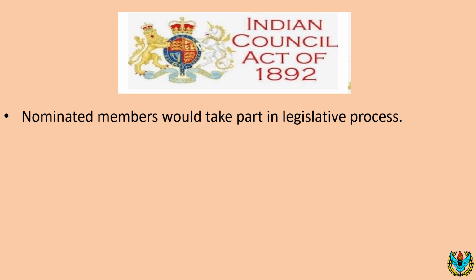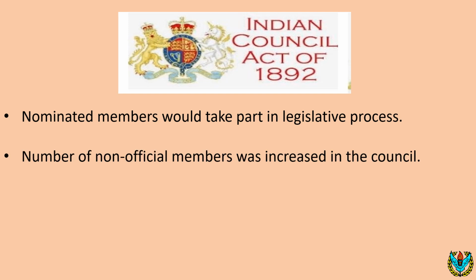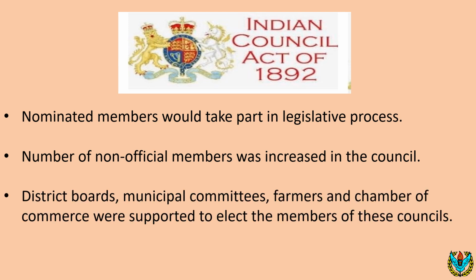Number 2, the number of non-official members was increased in the councils. The number was increased to 16 in the Central Council. For small and big provincial councils, the number was increased to 15 and 20 respectively. Number 3, district boards, municipal committees, farmers and Chambers of Commerce were supported to elect the members of these councils.